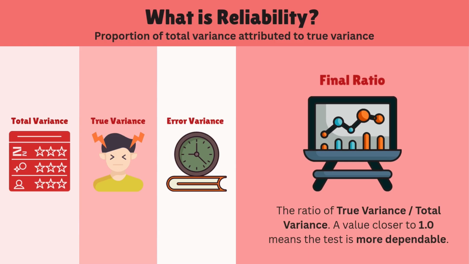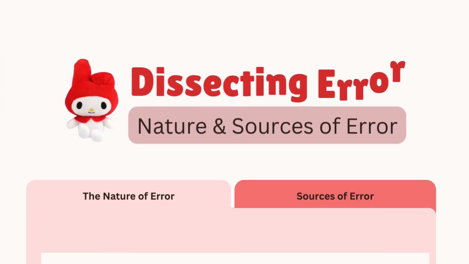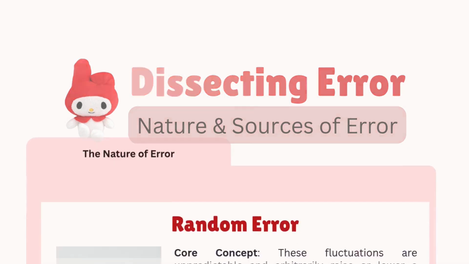So basically, reliability tells you, is this test score a true reflection of the person or just a reflection of random chance? So let's go about dissecting error. We categorize error based on how it behaves and where it originates. Let's first go over the nature of error, first of which is random error.